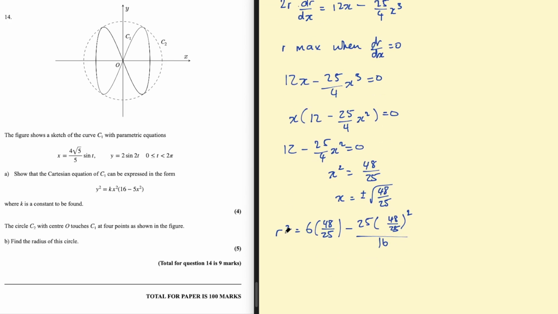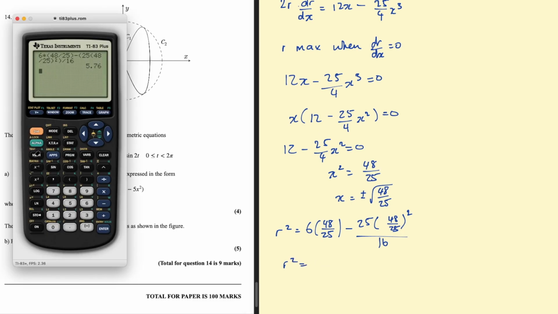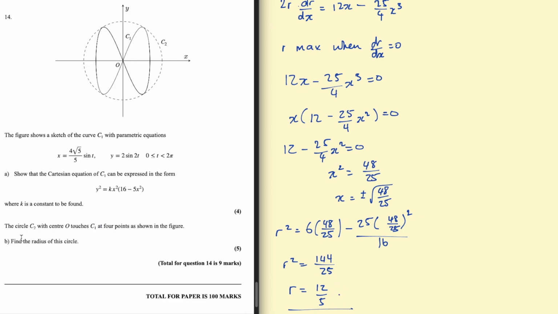Okay, then we can just plug that straight into a calculator. Okay, then I get 5.76. I want that as a fraction, which is 144 on 25. Then we can take the square root, so r equals 12 on 5. And I don't care about the negative solution because we're talking about the radius. So r equals 12 on 5 for the answer to B.